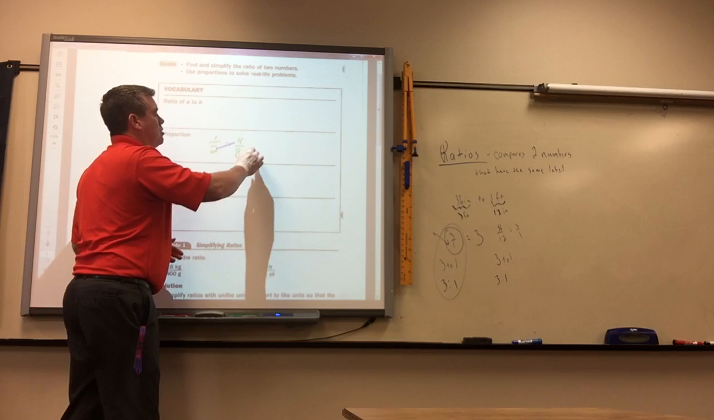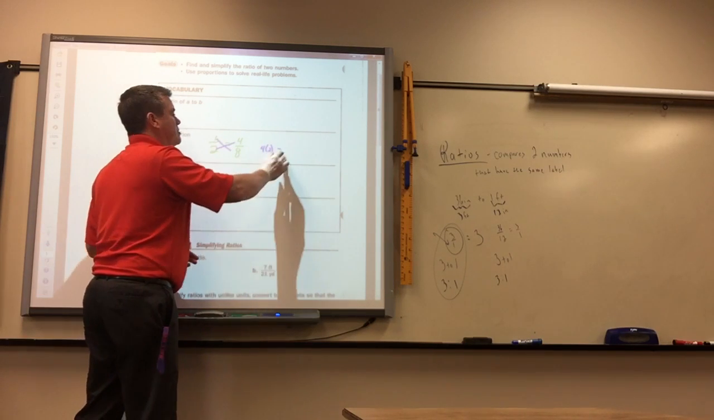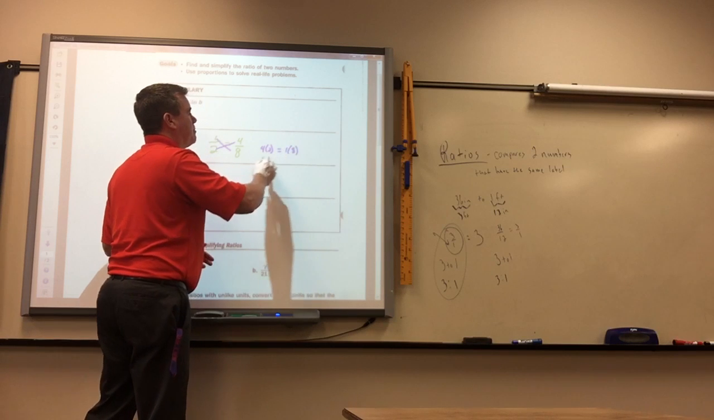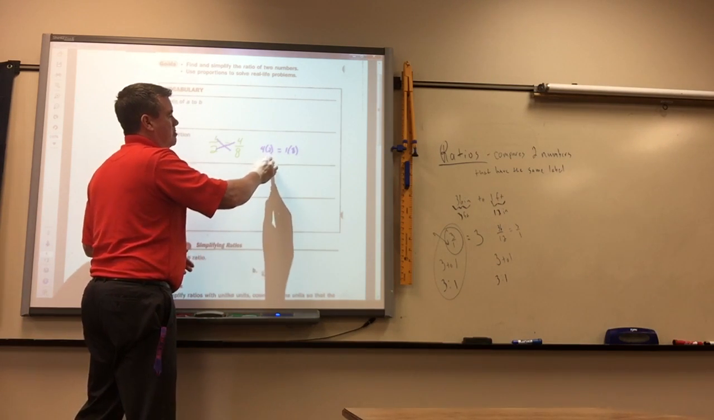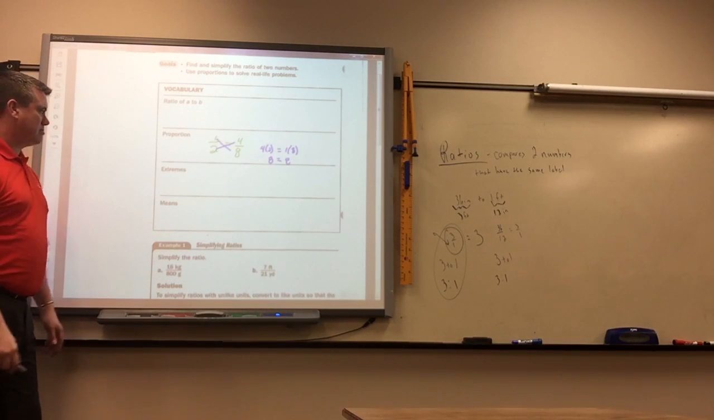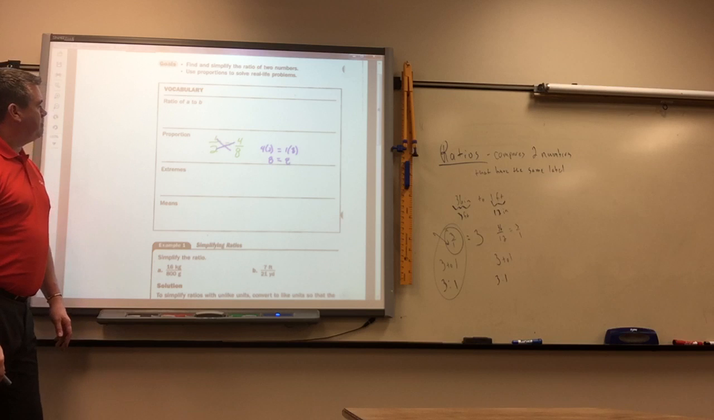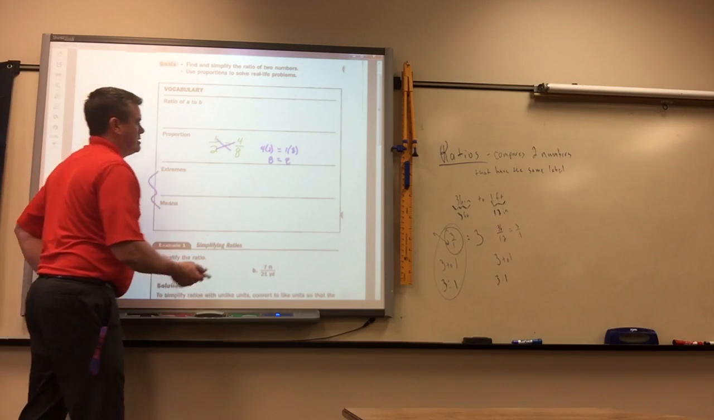4 times 2 has to equal 1 times 8 in order for them to be a proportion. 4 times 2 is 8, 1 times 8 is 8. So the cross products have to be equal. The extremes and means.